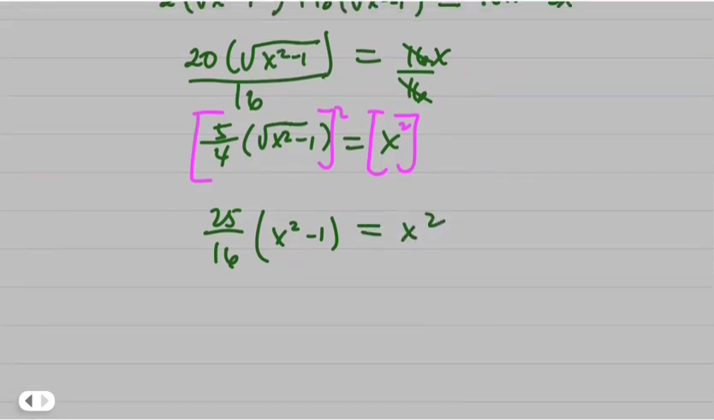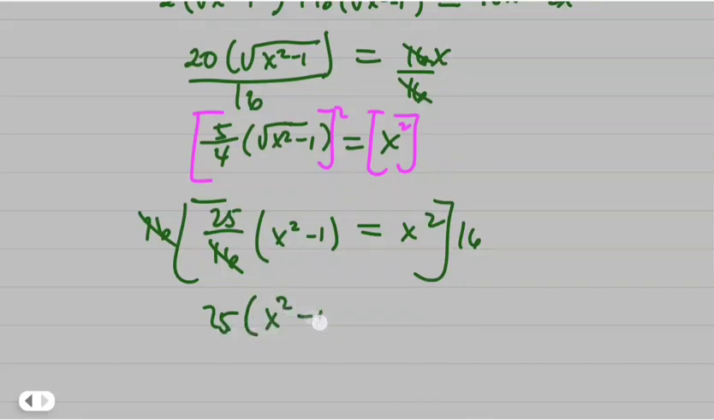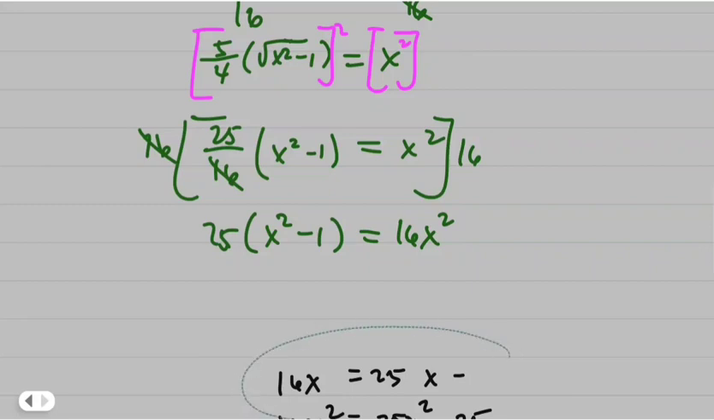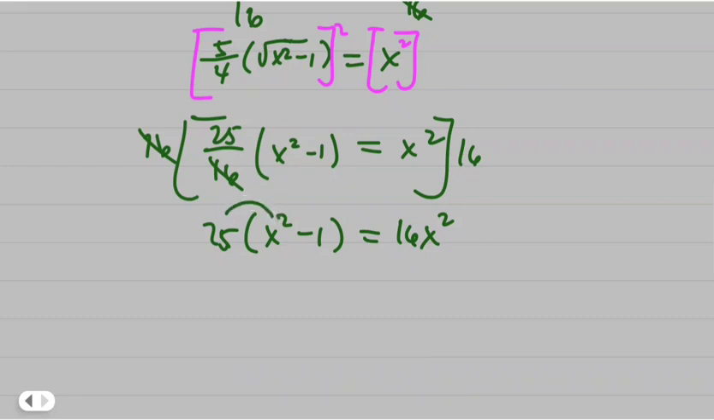Now so that we will remove this fraction, we now have multiplying each side by 16. So cancel. We now have 25 times x squared minus 1 is equal to 16x squared. We have another thing here to remove. Alright, so let's distribute 25 on the parentheses. So 25 times x squared is 25x squared, and then of course negative 1 times 25 is negative 25, is equal to 16x squared.